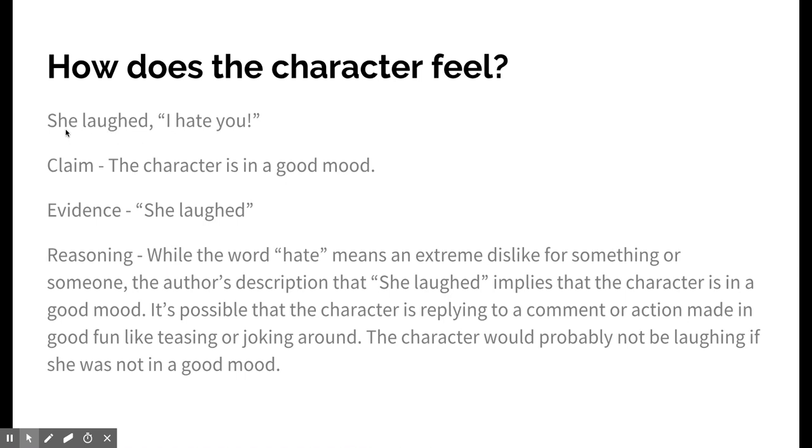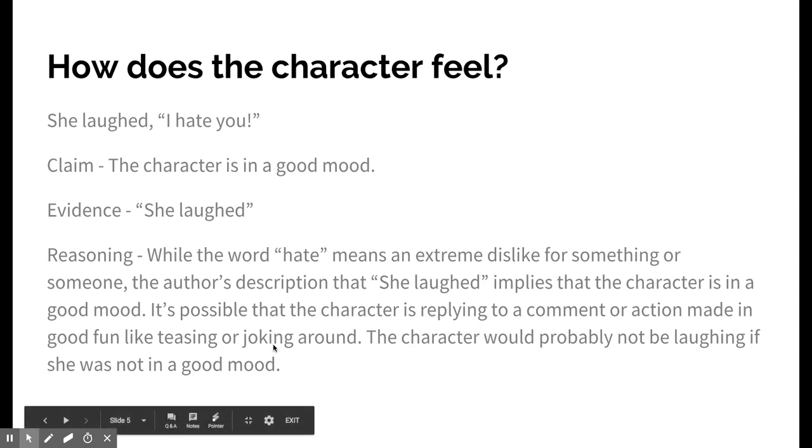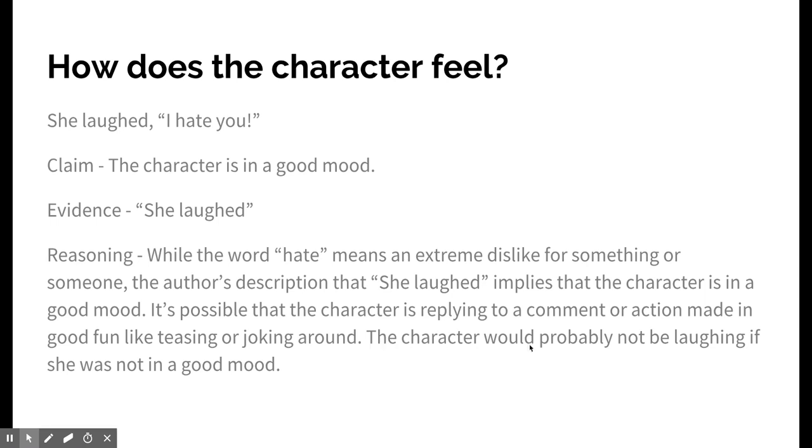Same sentence. She laughed. I hate you. Claim, the character is in a good mood. And the evidence is she laughed. So you still have I hate you, but now she's laughed. So while the word hate means an extreme dislike for something or someone, the author's description that she laughed implies that the character is in a good mood. It's possible that the character is replying to a comment or action made in good fun, like teasing or joking around. The character would probably not be laughing if she was not in a good mood.